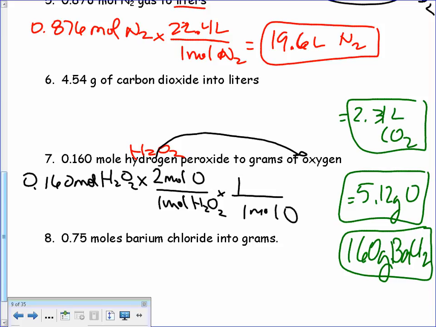The 16 grams. So in your calculations, you would do moles of hydrogen peroxide cancel, moles of hydrogen peroxide cancel, moles of O cancel, moles of O cancel. So 0.16 times 2 times 16. Oh, it's right here. 5.12.